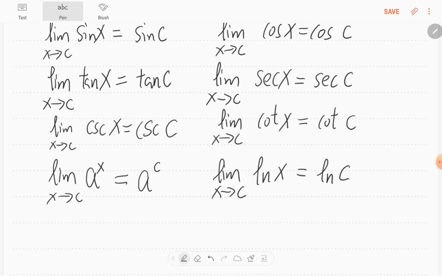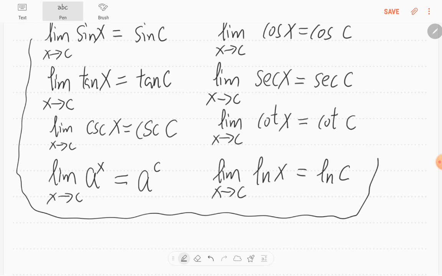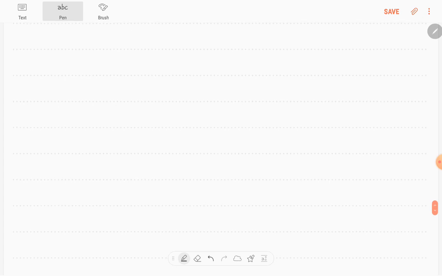So here you can see for these kinds of functions, transcendental functions, the limit is quite easy. It's just plugging in the numbers. Okay, so now let's look at some examples. The first example, we want to know what is the limit as x approaches 0 of sine x, and the whole thing squared. Sometimes, here are some conventions.